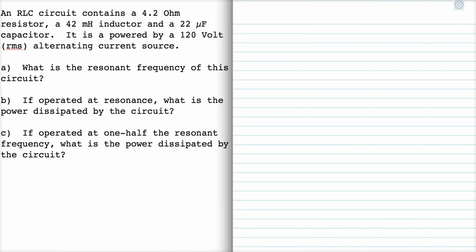So the first step to find the resonance, that should be pretty straightforward. We have a formula for that. Resonant frequency is 1 over 2 pi times the square root of LC. Now if I use 0.042 Henry for the inductance, and I use 22 times 10 to the minus 6 for the capacitance, then I get 165.6 hertz. Rounding that off, I get 170 hertz for my answer to part A.